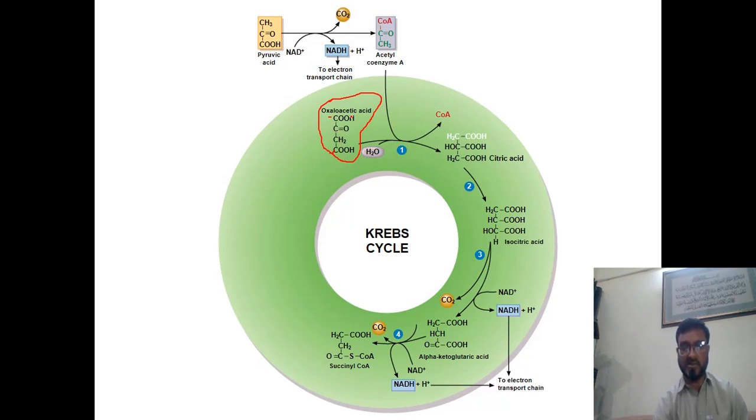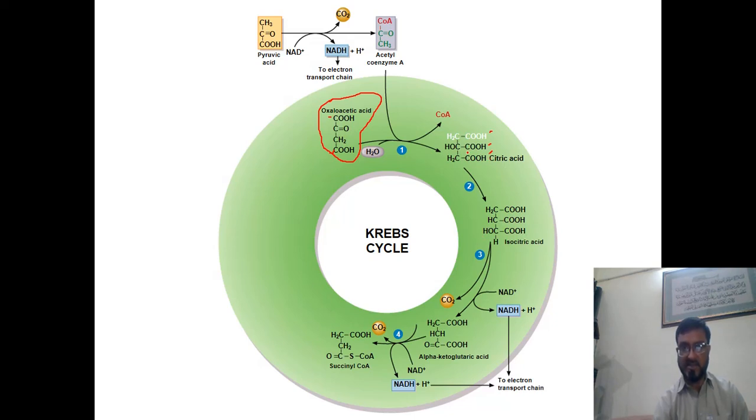So this oxaloacetate reacts with acetyl COA, forming the citric acid. That was a dicarboxylic acid, oxaloacetate. Citric acid is a tricarboxylic acid: COOH, COOH, COOH. Along with that, CH2, COH, CH2, right? So this is the citric acid, formed from acetyl CoA and oxaloacetate.